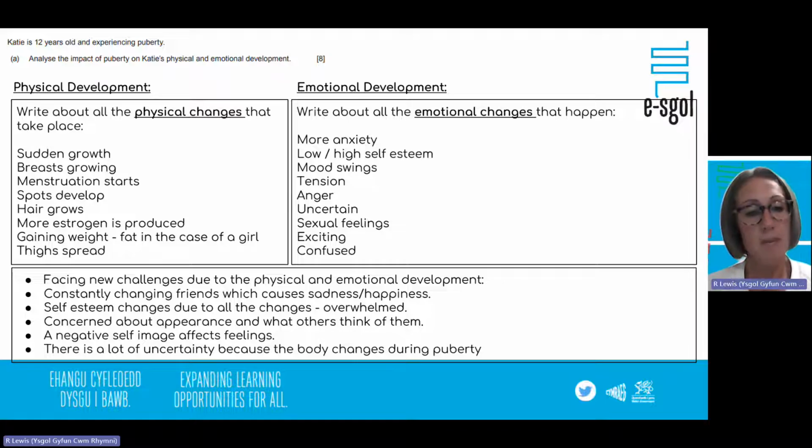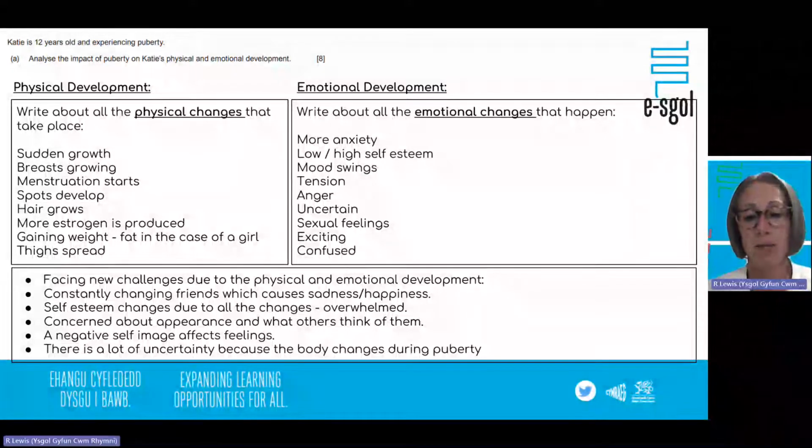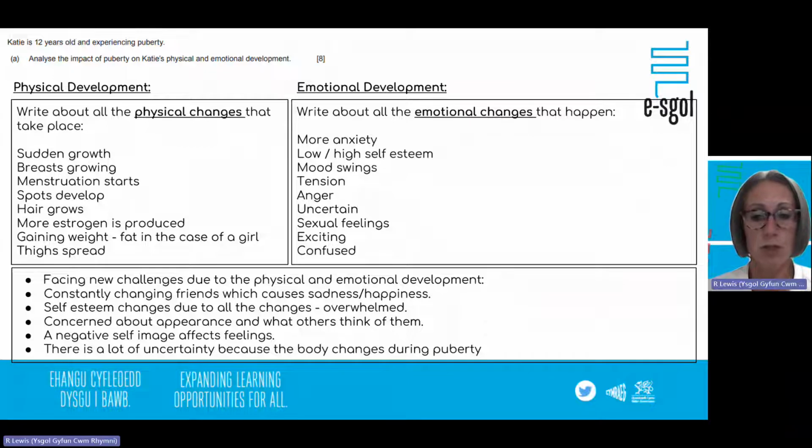Okay. There are a couple of examples there. I won't go through them all. I'll just go through one or two of them for you. So I'll pick the first one. She faces new challenges due to the physical and emotional development. Okay, and she might find this hard initially. Okay, she could be falling out perhaps with her mum and dad, just because she's constantly perhaps changing from being sad and happy, and obviously her social circle then will be impacted.